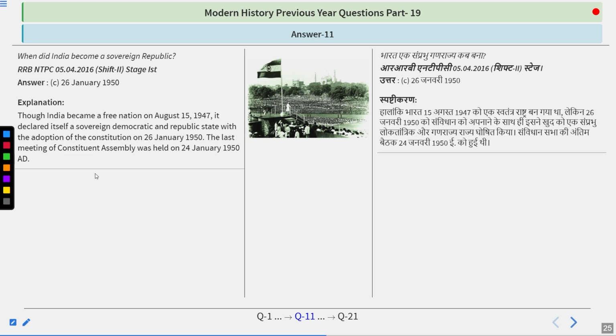Though India became a free nation on 15th August 1947, it declared itself a sovereign, democratic and republic state with the adoption of the constitution on 26th January 1950. The last meeting of the Constituent Assembly was held on 24th January 1950, and on this day three things were adopted: the national song, the national anthem, and the President of India. The first President of India was Dr. Rajendra Prasad. In 1952, the elections for president happened along with the Lok Sabha elections, and Rajendra Prasad was elected again. His tenure was from 1952 to 1962.